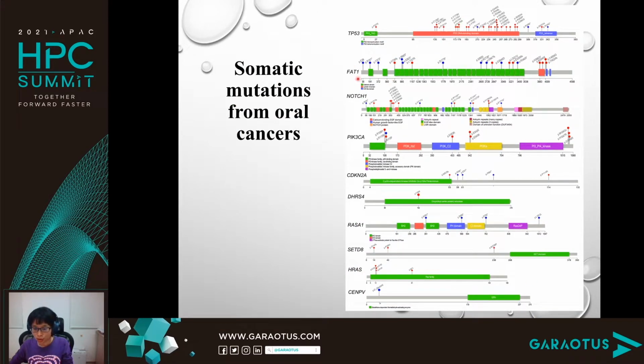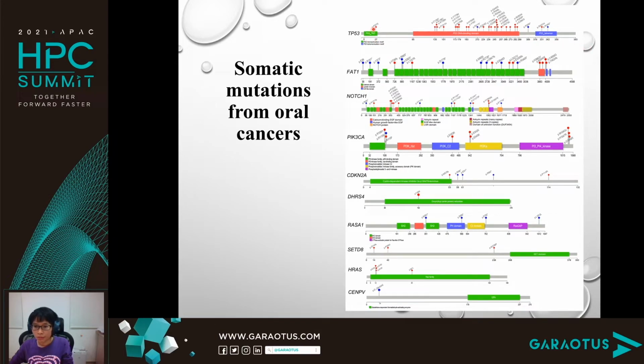Each row here is one potentially cancer-related gene. This example is from an oral cancer study, and each row represents one gene that might be important in oral cancer development. For example, the first one is TP53, which is a very famous tumor suppressor gene, and usually gets mutated in the cancer cells. So we need to identify the position and the type of mutation on TP53.